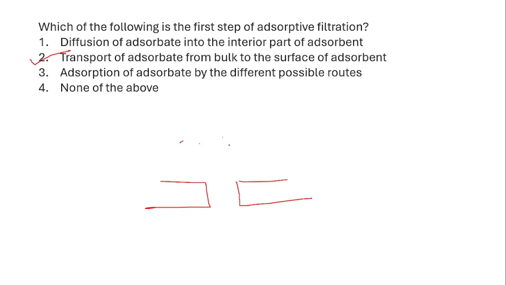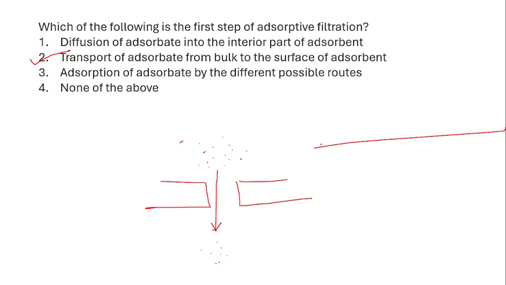So we have lot of particles like this. From the bulk particles, only few of the particles are going to the surface of the adsorbent. So first step is transport of adsorbate from bulk to the surface of adsorbent. And then the second step is diffusion of the adsorbate into the interior part of the adsorbent. Then it is going to diffuse. Next is adsorption of the adsorbate by different possible sources. Okay. So the first step is transport of the adsorbate from bulk to the surface of the adsorbent.